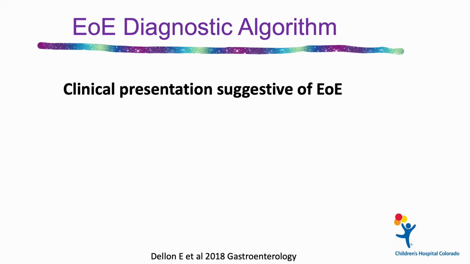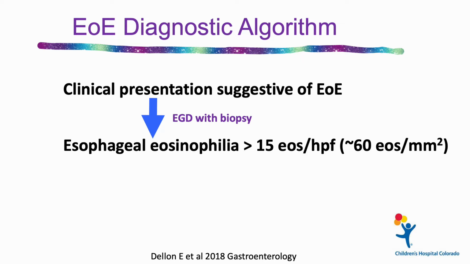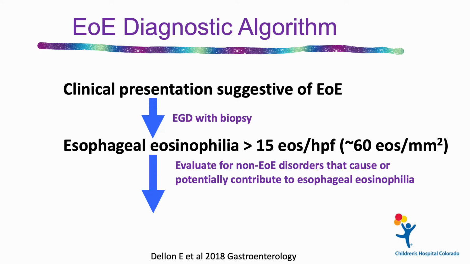So the diagnostic algorithm is as follows. A patient presents with symptoms suggestive of esophageal dysfunction. They have an endoscopy with biopsies. The biopsies reveal more than 15 eosinophils per high power field, or about 60 eosinophils per millimeter squared or more. Other causes of esophageal eosinophilia are ruled out, and the diagnosis of eosinophilic esophagitis is made.